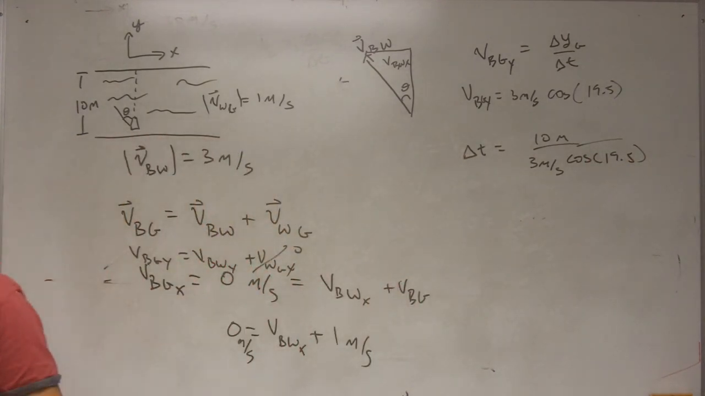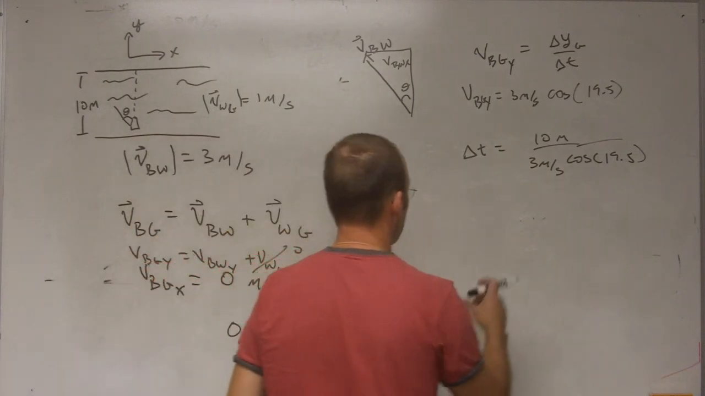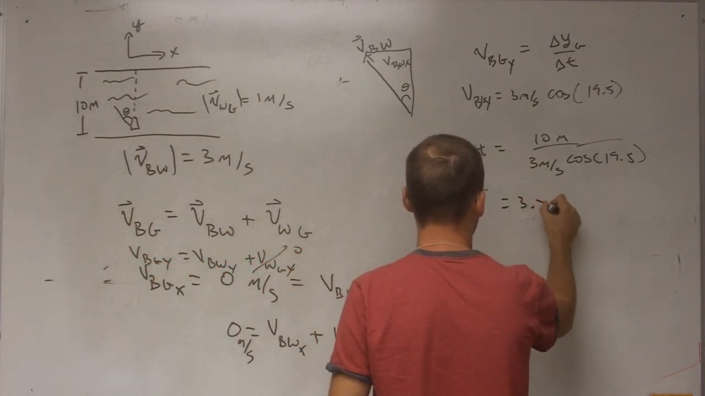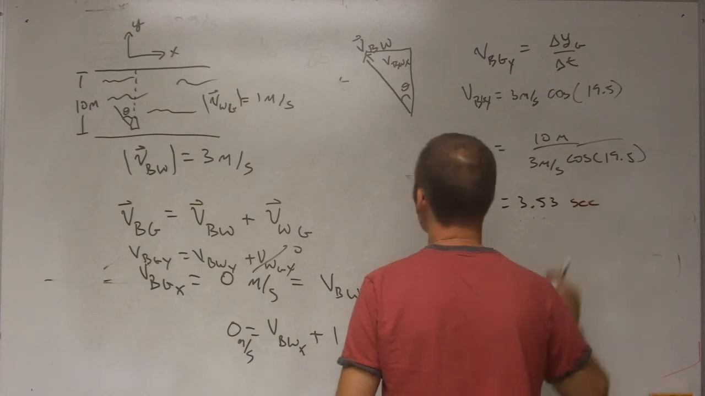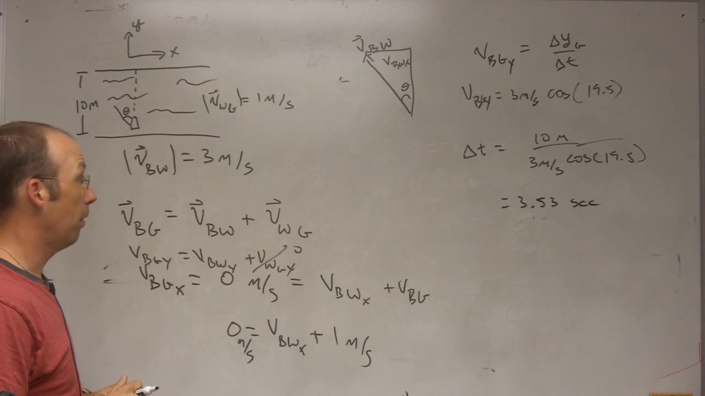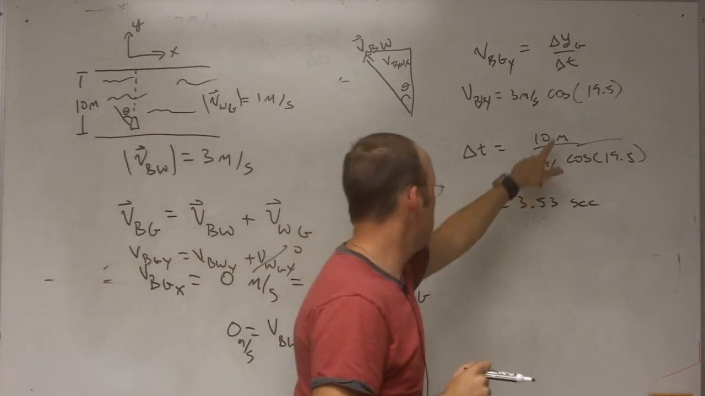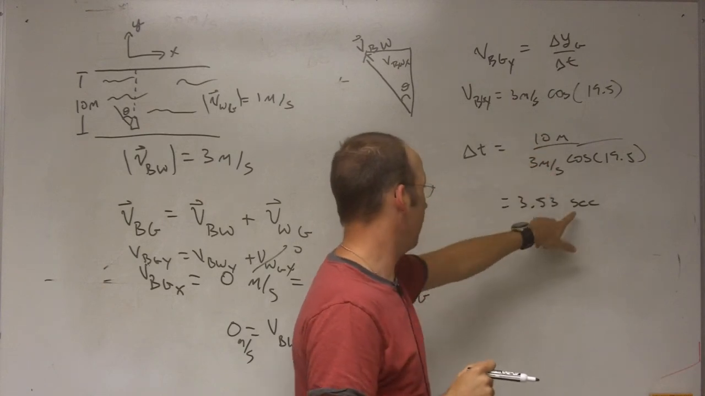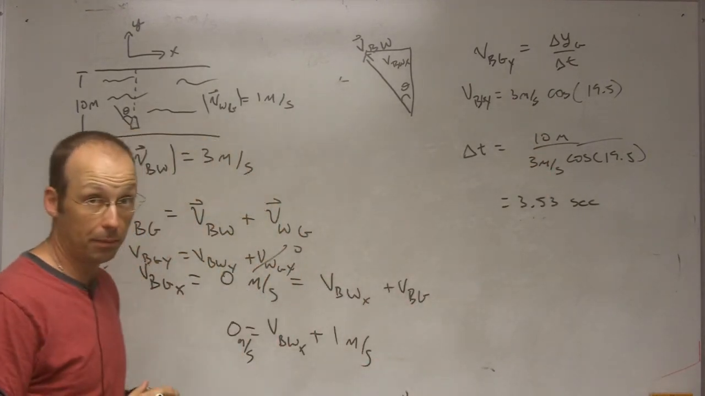And if I put that in, I get 10 divided by that, which is 3.53 seconds. Okay, does that make sense? The units work, right? Meters cancel, and 1 divided by 1 over seconds does give me seconds. And it does make sense.